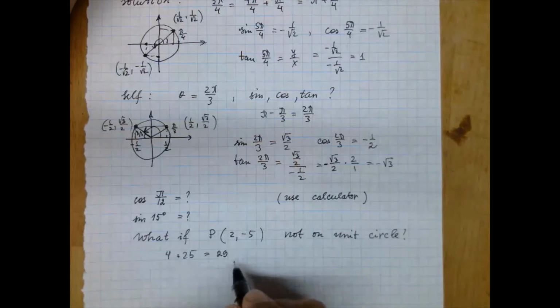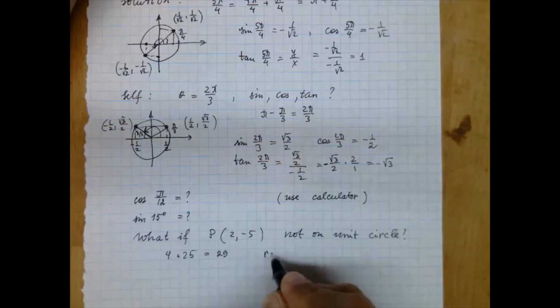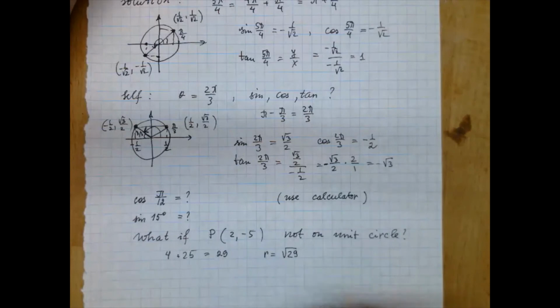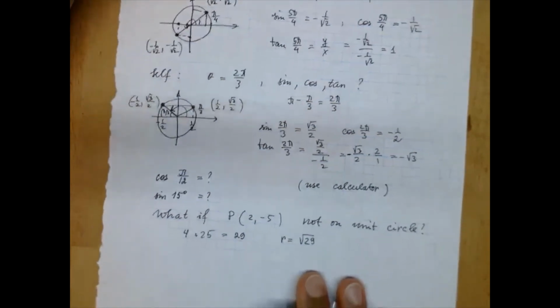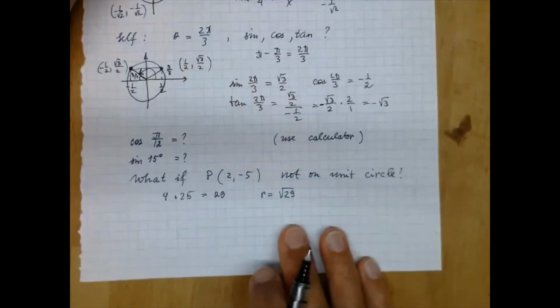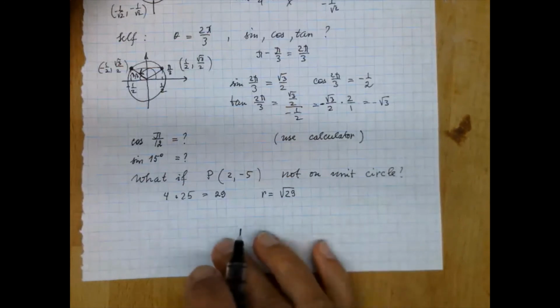So it's not a unit circle. It's actually a circle with radius equal to the square root of 29. What should we do in this case? How do we calculate the functions? Well, we need a little explanation. How do we deal with points that are not on the unit circle?